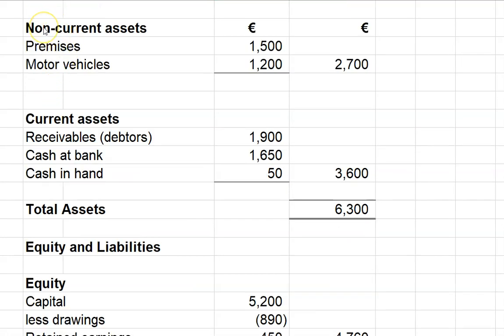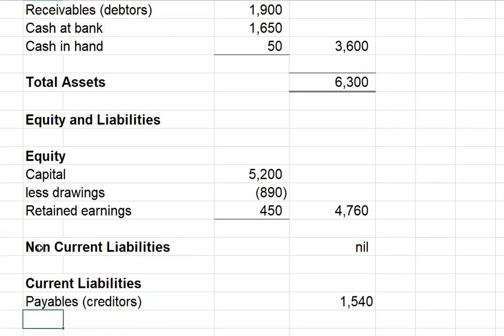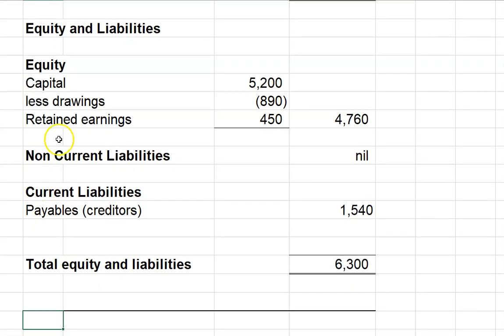So, a bit like the income statement where we need to show the cost of sales, in the statement of financial position, we need to divide the assets up between non-current and current. So I've just done that here. We still get the same figure, 6,300. Our equity and liabilities are here and they don't change. They're always the three. And our liabilities get divided up between non-current and current.